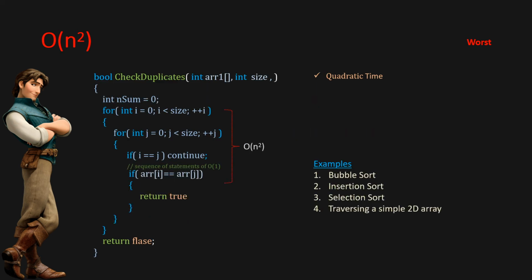Let's see an example program. Here, the function check duplicates is used to check whether the given array has any duplicate integer numbers. For checking this, the program has two for loops. Such a program with two loops, where the inner loop is executed repeatedly for all the outer loop items, has time complexity of O(n^2). Some of the examples are bubble sort, insertion sort, selection sort, traversing a simple 2D array, etc.